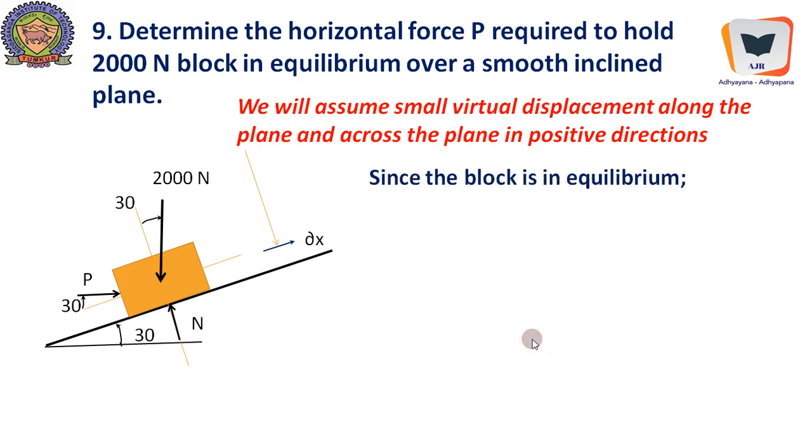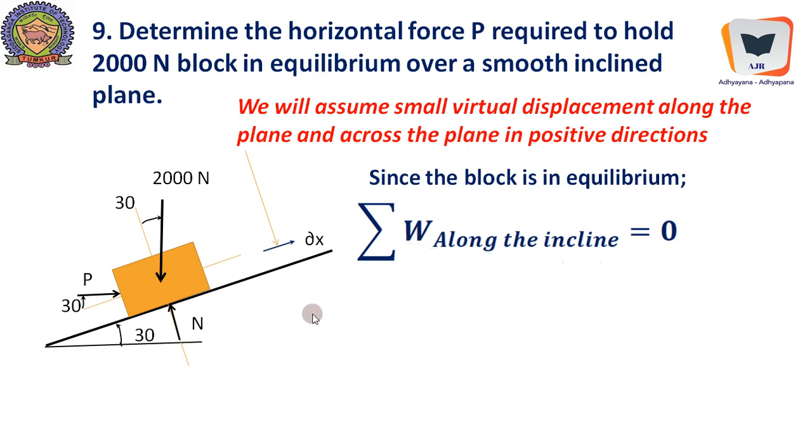Let us see. Since the block is in equilibrium, the algebraic sum of the work done along the incline must be equal to 0. Therefore, the component of 2000 along the incline, which acts like this, downwards, 2000 sin 30, is negative by its nature because leftward forces are negative, and P cos 30 is positive. So P cos 30 does a positive work because it moves through a positive distance. Positive force moves through positive distance, and this is a negative force which has a tendency to move in this direction. Therefore, as far as movement is concerned, the displacement is positive. The force itself is negative.